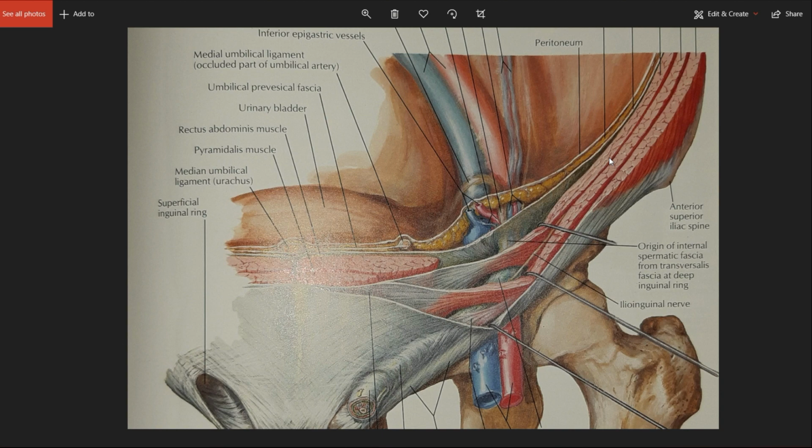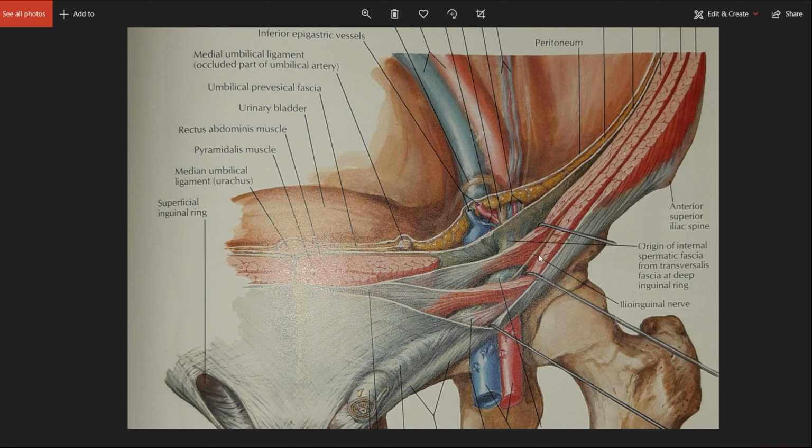Now, the spermatic cord is a proper constituent of the inguinal canal. It enters from this opening, the deep inguinal ring, and exits through the superficial inguinal ring. But there is another constituent which does not enter from the deep inguinal ring but exits from the superficial inguinal ring. So it does not traverse the entirety of the inguinal canal.